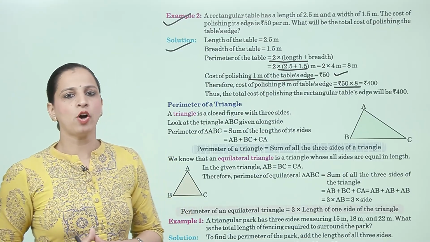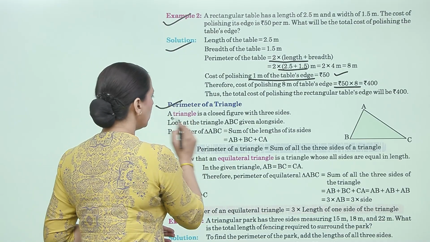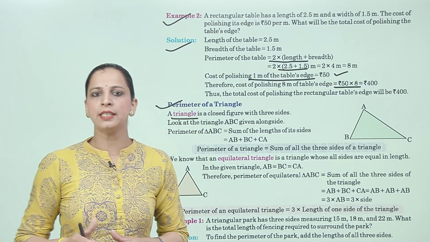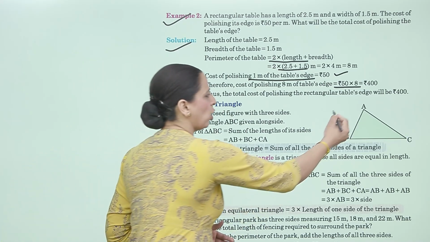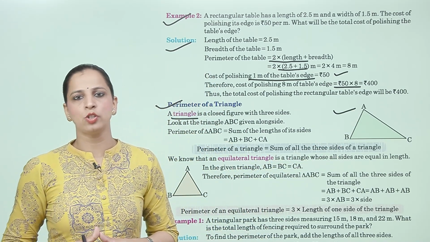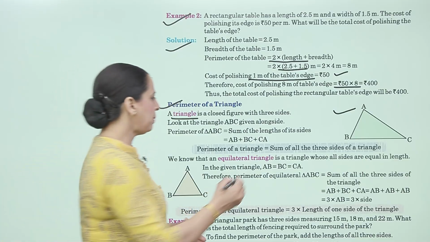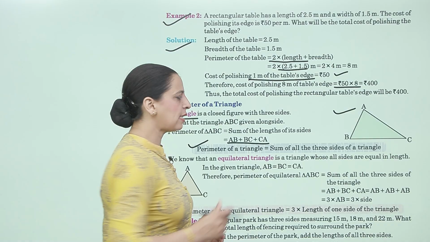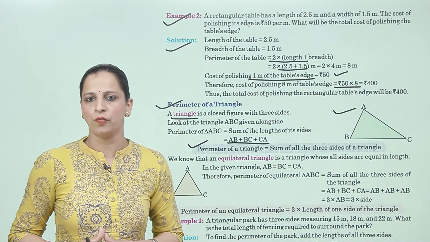Now, perimeter of a triangle. A triangle is a closed figure with 3 sides. Look at the triangle ABC given alongside. Perimeter of triangle ABC is sum of the lengths of its sides, that is AB plus BC plus CA. So, perimeter of a triangle is sum of all the 3 sides of a triangle.